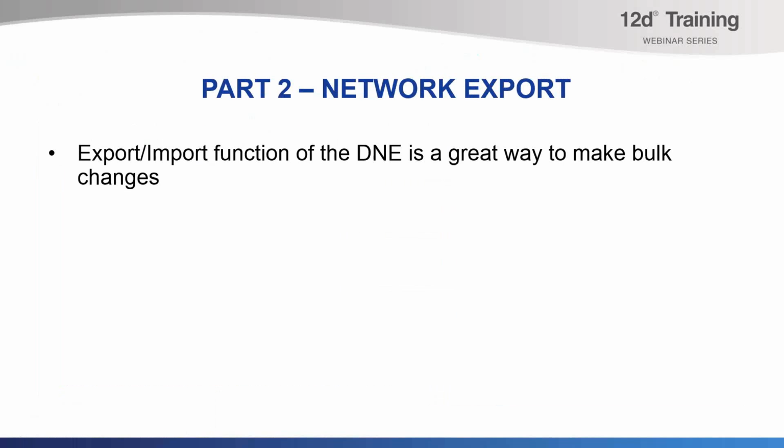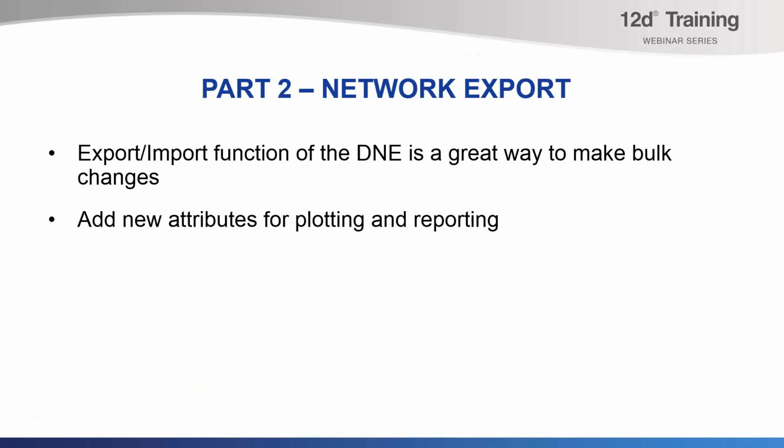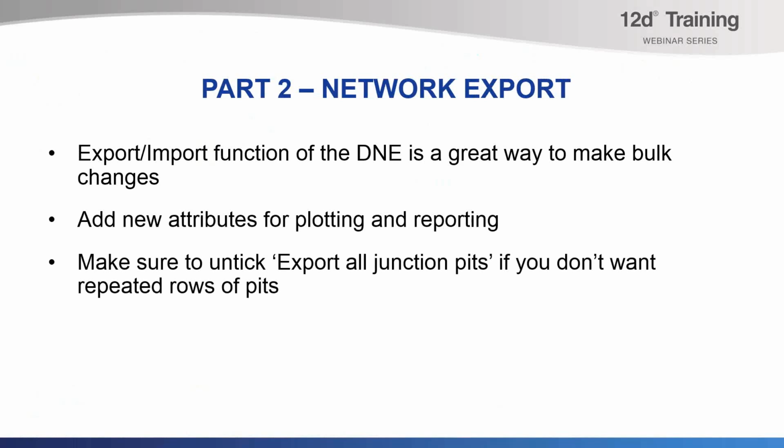The export-import function of the drainage network editor is a really great way to make bulk changes or very quickly make multiple changes to a drainage network and get that drainage network updated. You can add new attributes to the drainage network through this scenario for plotting or custom reporting. Just make sure to untick export all junction pits if you don't want repeated rows of the junction pits, for example, A5 listed 3 or 4 times in the export.